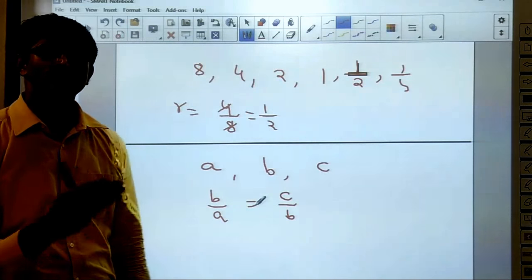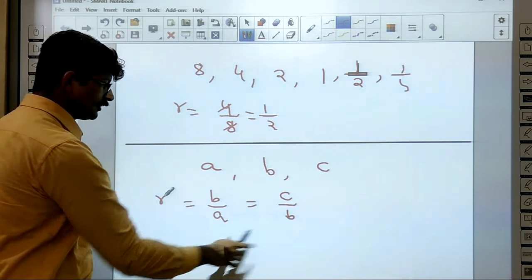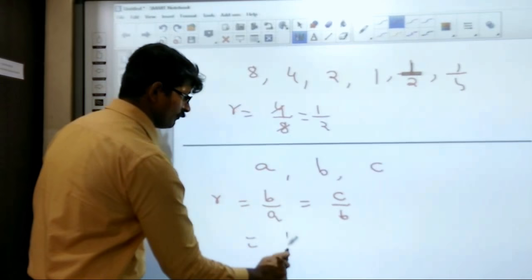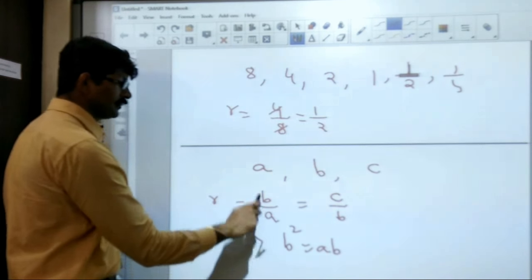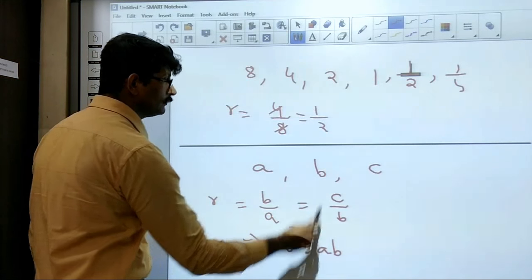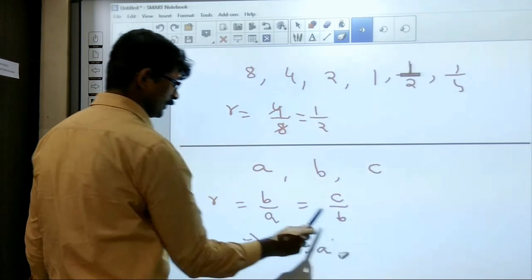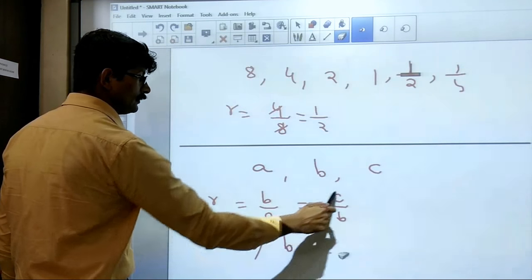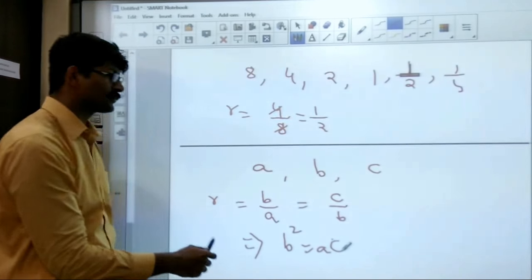Because the common ratio is the same. So if R is the same, these 2 numbers are going to be the same. So what does it become? B square is equal to AC. That implies B square is equal to AC. I hope students you are understanding what I mean. B square is equal to AC.